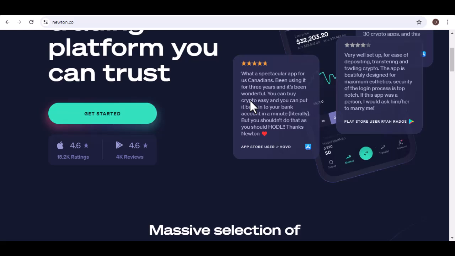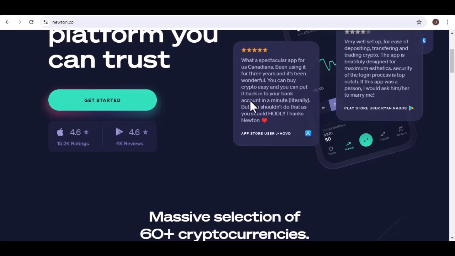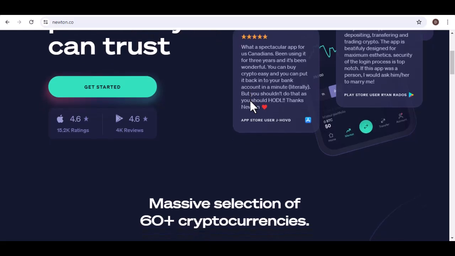Let's briefly explain what a wallet address is and why it's important in the crypto world. Think of a wallet address as your unique digital bank account number. It's the key to sending, receiving, and storing cryptocurrencies on the Newton platform. Without it, you're essentially locked out of your digital assets.